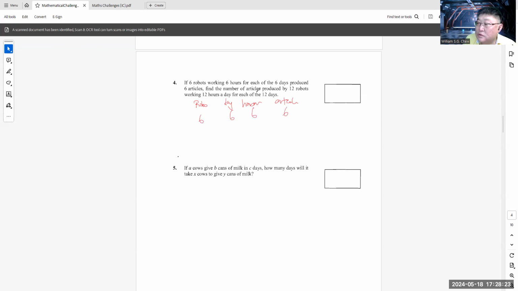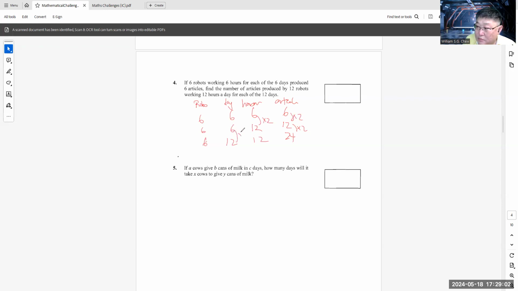Now they want you to find the number of articles produced by 12 robots working 12 hours for 12 days. So 6 robots, 6 days working for 12 hours will give me 12 products. This is directly proportional, right? Then 6 robots working for 12 days with 12 hours will give me 24 products, times 2.